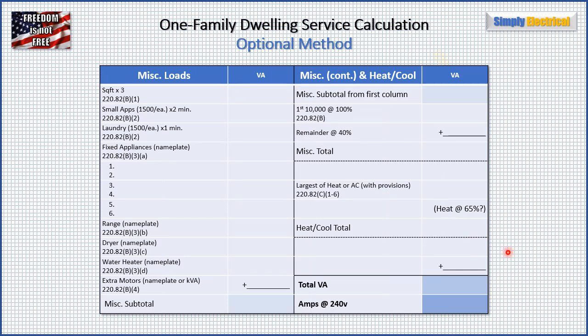Okay, this is a table that I've made up to try to give you an overall view of the calculation in one shot, so you can have it on one page. I'll go over it real quickly, how it works, and then we're going to get into our examples.